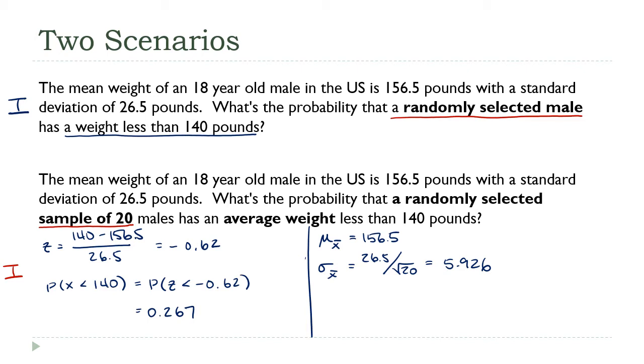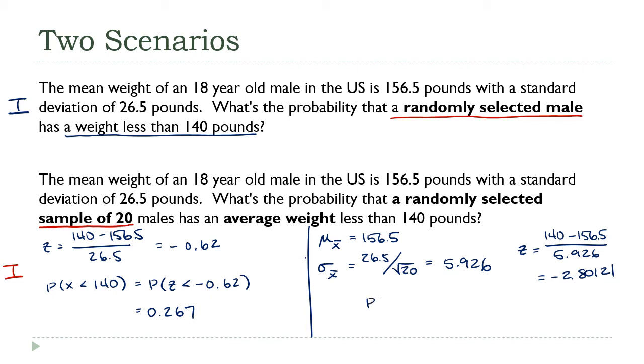So now, what am I going to do? I'm going to calculate a z-score. My z-score is 140 minus 156.5 divided by my adjusted standard deviation, 5.926. And again, I'm going to go to my calculator. This is negative 2.80121. And again, that's what I expected. The denominator of my z-score formula got smaller, so I expect this to be bigger, or in this case, more negative.